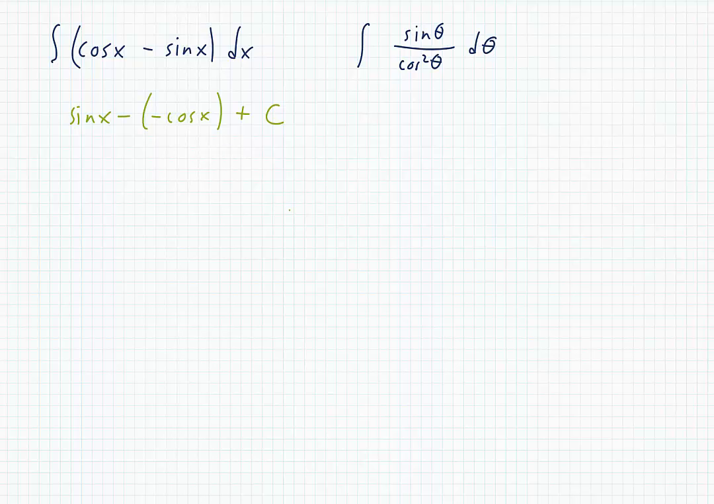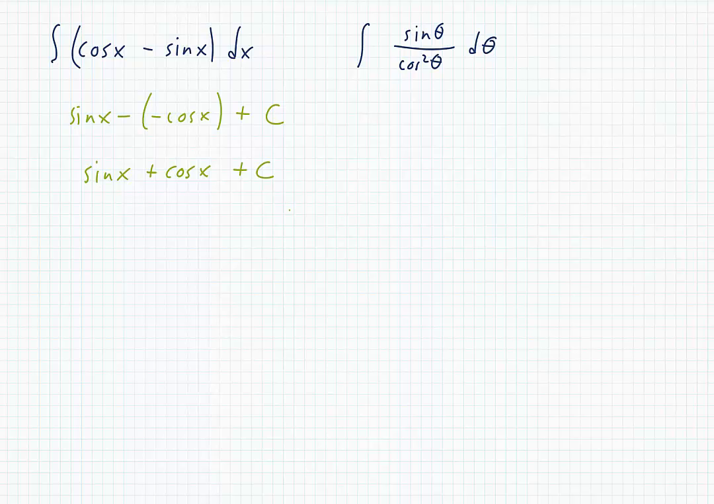And we can clean that up a little bit, and we can write it as sine of x plus cosine of x plus c. And if we chose to take the derivative of that, we would end up right back where we started. The second one doesn't look like any of the rules that you have other than the fact that it has sine of theta and cosine of theta in it. But the cosine squared, and we don't have any way to deal with a cosine trig function squared yet.